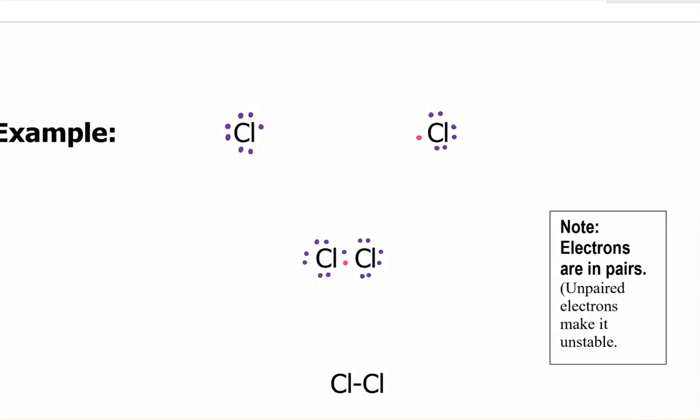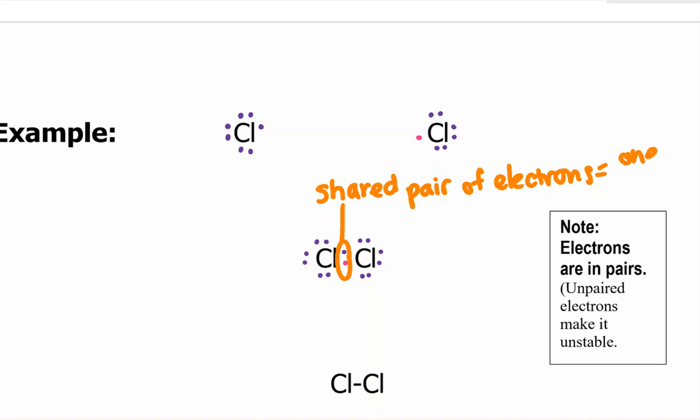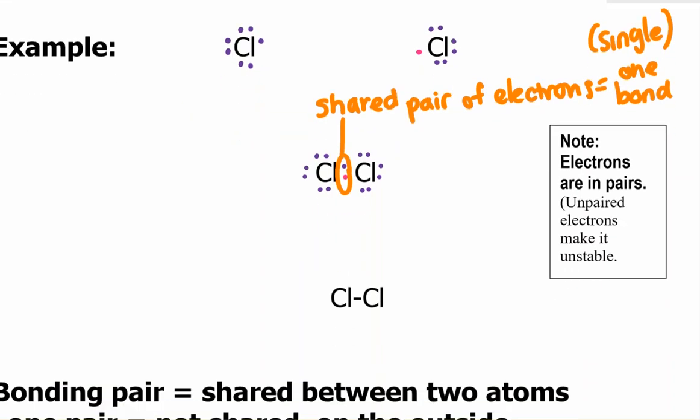So those two, these two, are the shared pair. And electrons are always shared in pairs, that you never share one. And one shared pair is 1 bond, or we would say a single bond. A single bond. And so that's what a bond looks like.